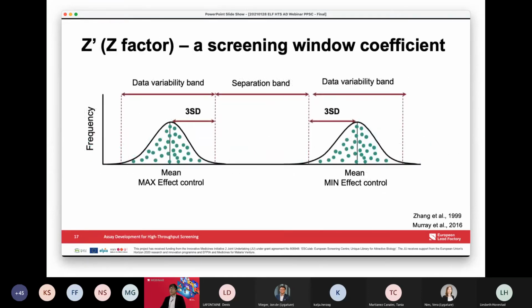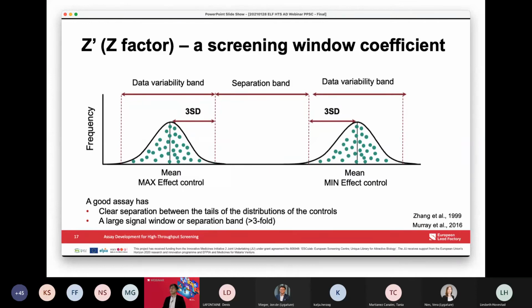Therefore, a common parameter to evaluate assay performance is Z prime or Z factor, which takes both the standard deviation of your controls as well as assay window into consideration. And here you can see the distribution of your max effect controls and distribution of min effect controls and the separation between the two. In general, a good assay has a clear separation between the tails of these distributions, and you want to have a higher than threefold separation band.